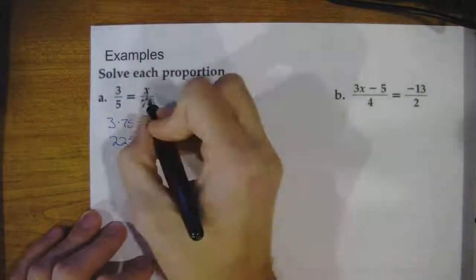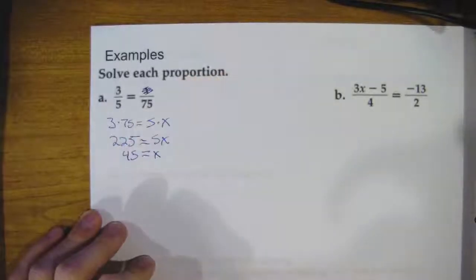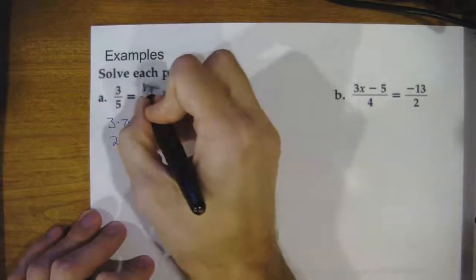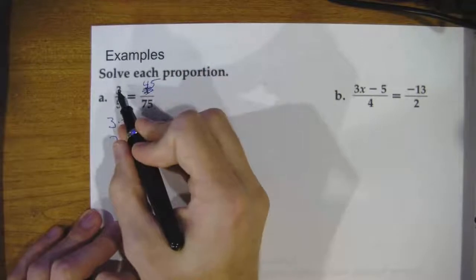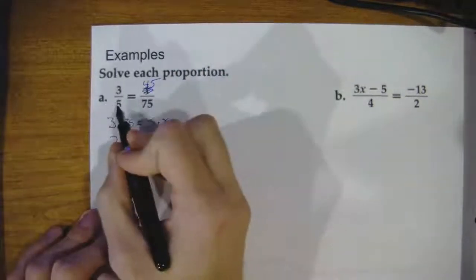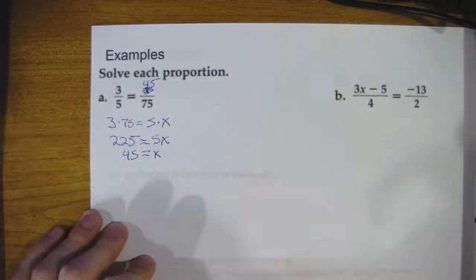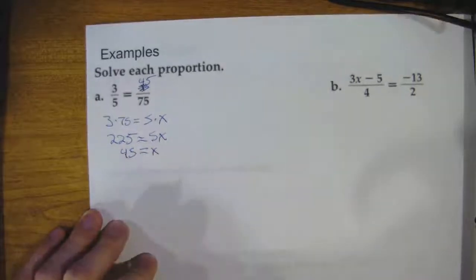Excellent. So this number, x, if we want these two ratios to be a proportion, would have to be 45. And in this case, I could multiply 3 by 15 to get to 45. I could also multiply 5 by 15 and get to 75. So that's how we would solve that.